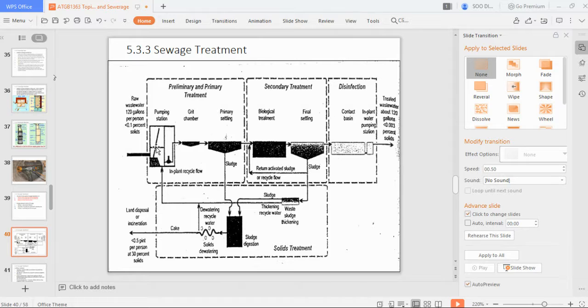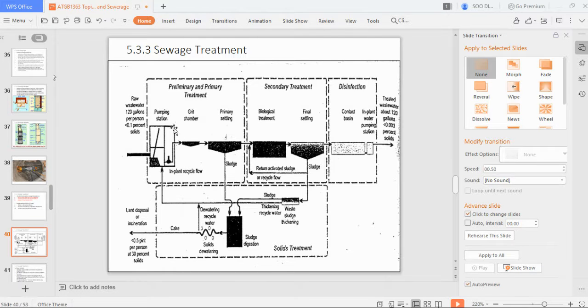So let's say this is our ground level. The pipe will come from the collection system of piping from your house or from a commercial building in a sloping manner, and it will be at a very, very deep depth, usually up to 10 meters when it reaches the sewage treatment plant.